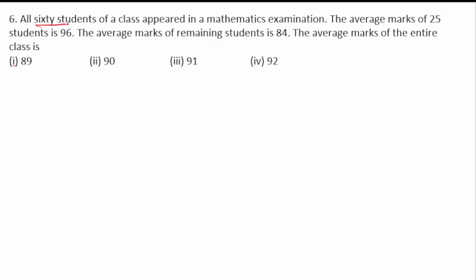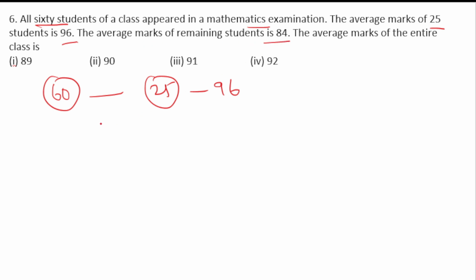all 60 students of a class appeared in a mathematics examination, the average of 25 students is 96. See, first there are 60 students and the average of 25 students is 96. And the average of the remaining students is 84. What are the remaining students? It is 60 minus 25, 35. The average of 35 students is 84. The average marks of the entire class is what?